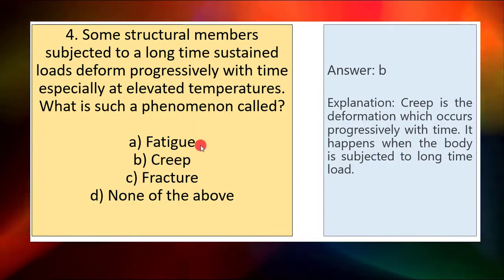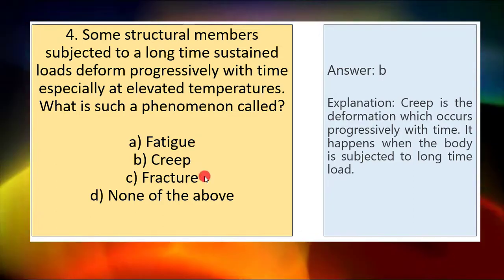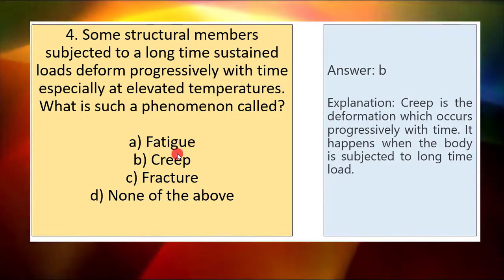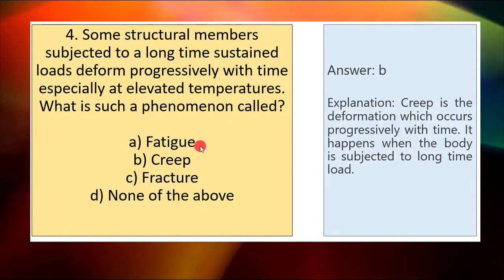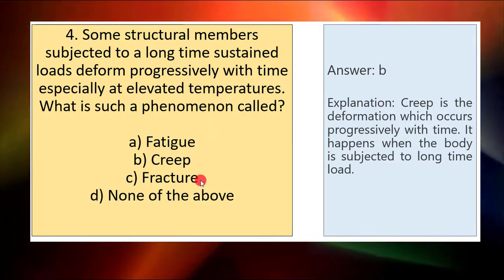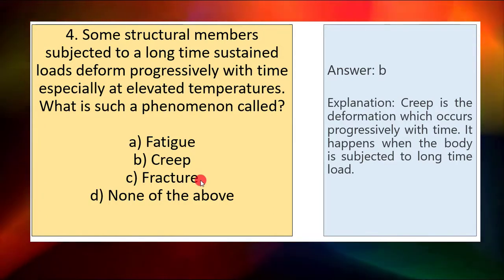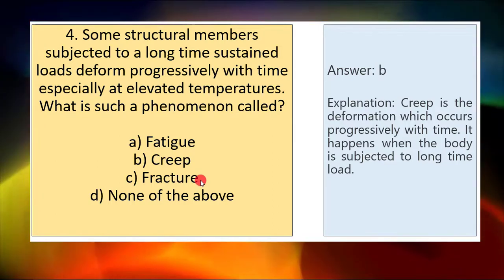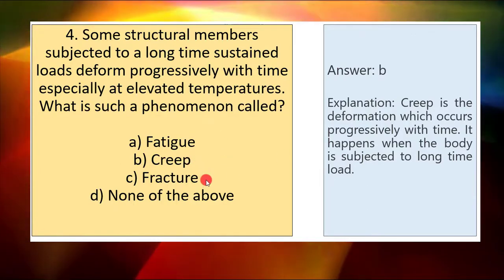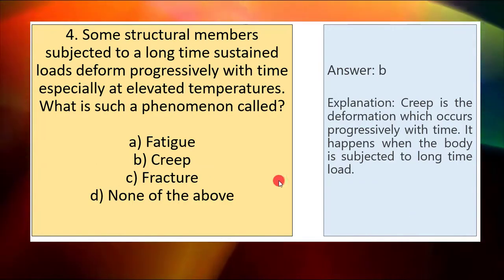Now let us also understand the other two terms, that is fatigue and fracture. Friends, please do note that fatigue occurs when the body is subjected to cyclic loading, whereas fracture occurs when a body is subjected to a stress and that body splits into two pieces. So when the body splits into two pieces, we can observe the fracture type of failure.